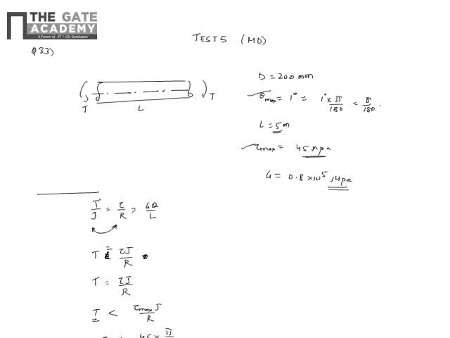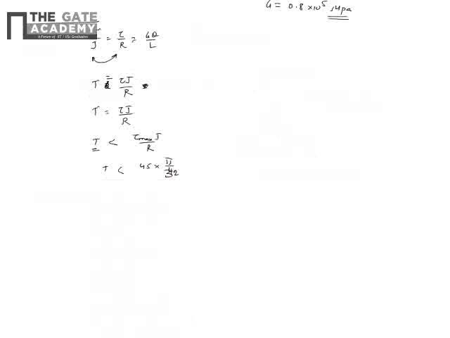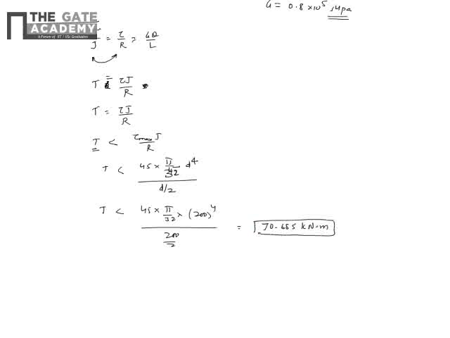J is your polar area moment of inertia, so pi by 32 D power 4, and R is D by 2. It's a solid shaft, right? So let's find out this. 45 into pi by 32, D is 200, power 4, by 200 by 2. So this value comes out to be 70.685 kilo Newton meter. The torque has to be less than this. This is purely from the stress requirement.